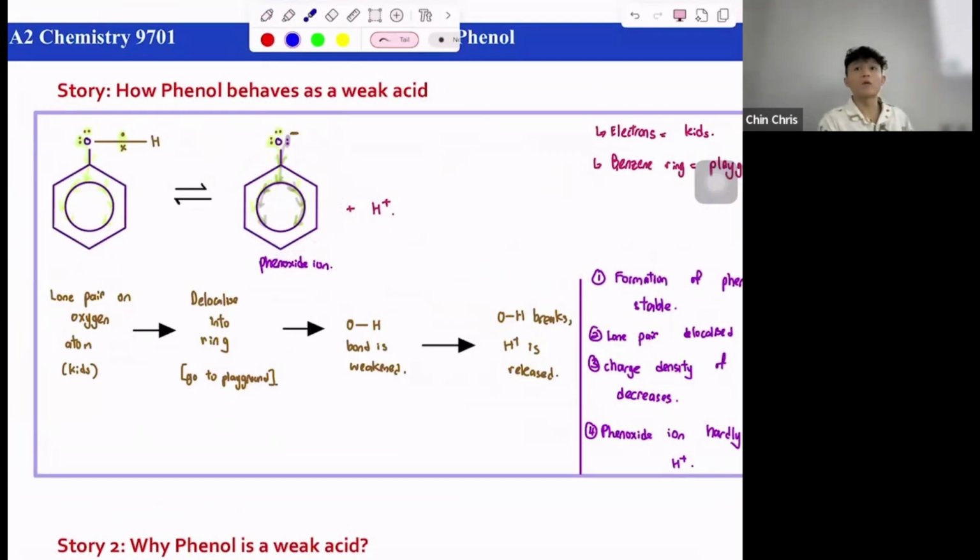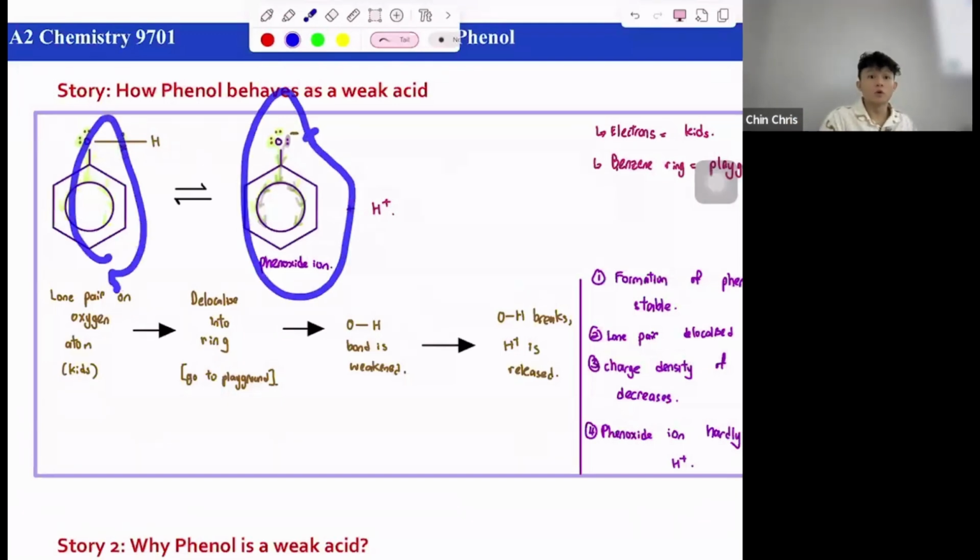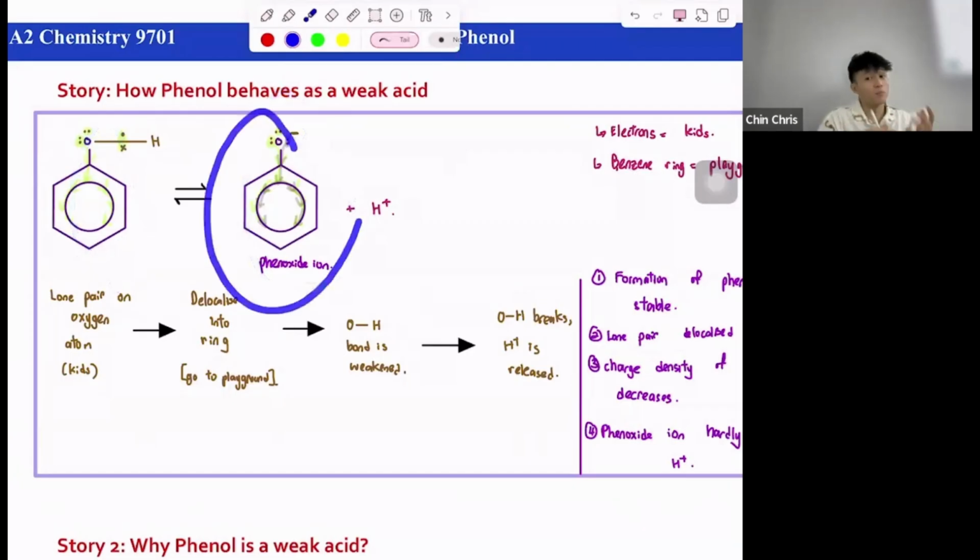Okay, so it can be formed as a product itself. An unstable product will always undergo another reaction to turn into something else. But phenoxide ion is stable, which means phenoxide ion can be found. Like when you throw phenol into water, you will get a phenoxide ion and also some phenol. Both are quite stable, but phenoxide ion is more stable. All right, now let me repeat the story again.